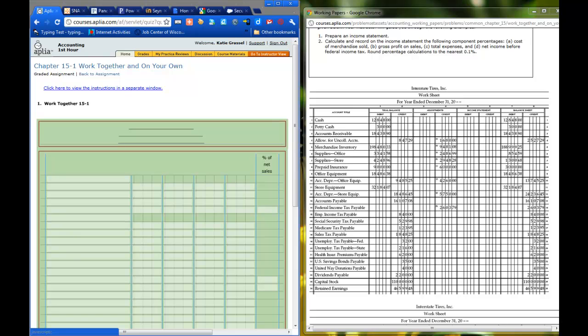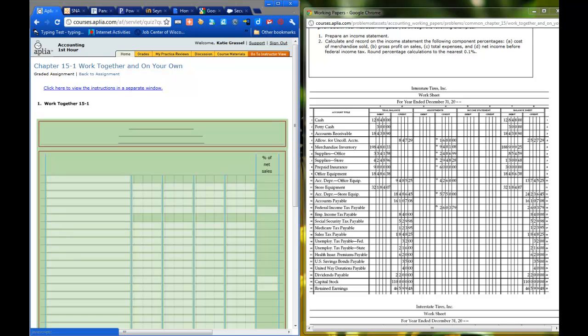What we have in order to complete Work Together 15-1 is our worksheet that is given to us on the right that I have open, and then we have our income statement. A couple things that you need to note about our income statement is you will see that we have our four columns here for numbers. None of these relate to debit or credit. We are just using these columns to get totals, and our totals will always end up on the far right.